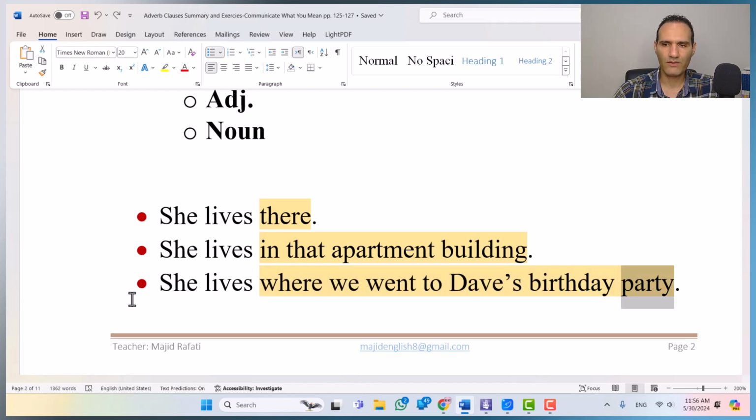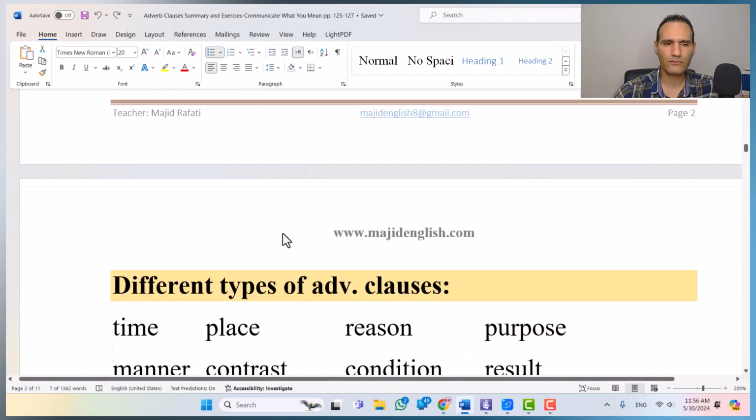Where we went to Dave's birthday party again functions like an adverb, but it satisfies the criteria for a clause. So it is called an adverb clause. We went to Dave's birthday party, independent clause. Where we went to Dave's birthday party, dependent clause, adverb clause. Okay, I hope you got it well.